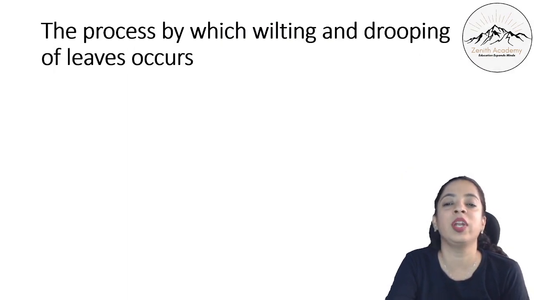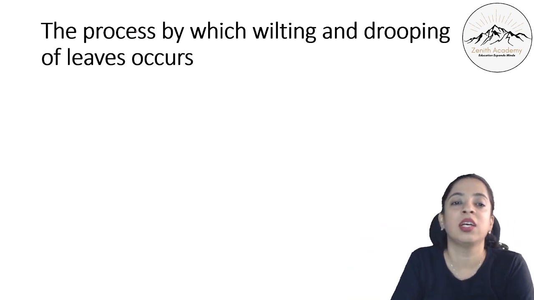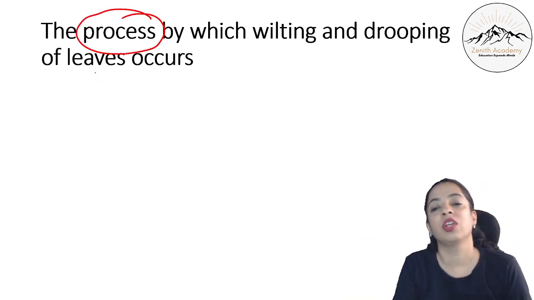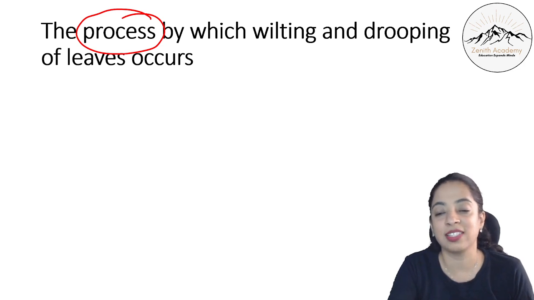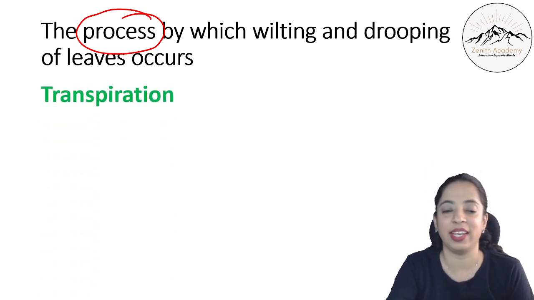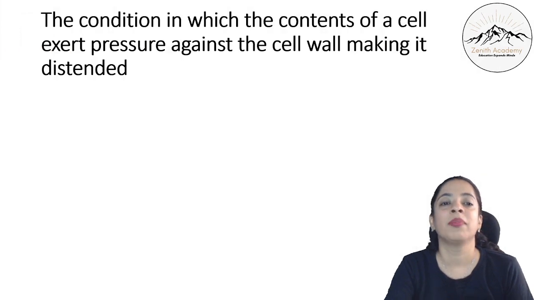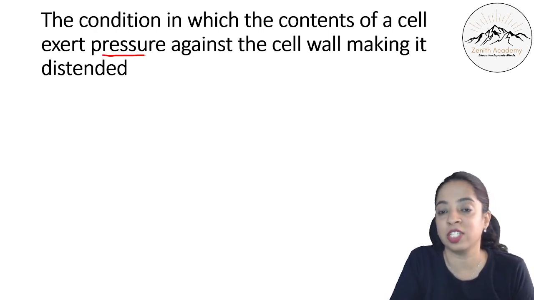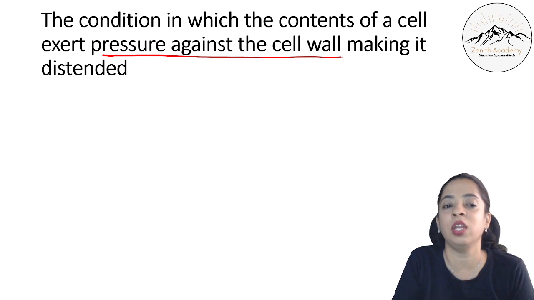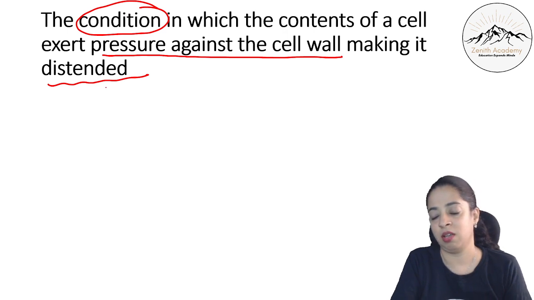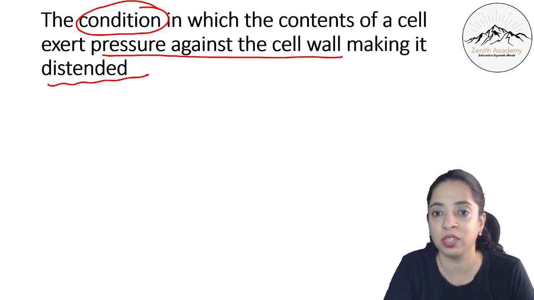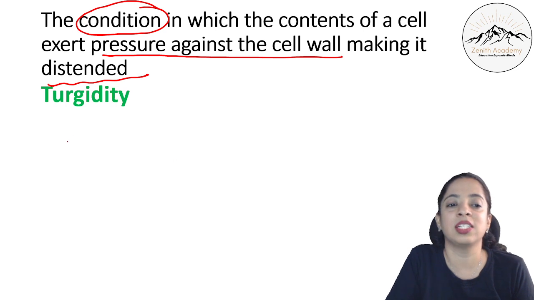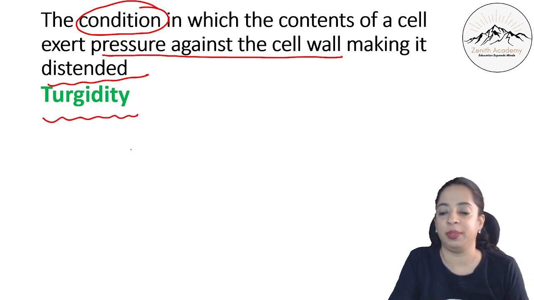Next, the process by which wilting and drooping of leaves occur. So they are asking the process by which the leaves wilt and droop. So the answer has to be transpiration. Yes. Let's go ahead. Next, the condition in which contents of a cell exerts pressure against the cell wall. Okay, the contents of the cell are exerting pressure against the cell wall, making it distended. So what is that condition known as? Okay, they are not asking you the process, they are asking you the condition. So that condition is known as turgidity.